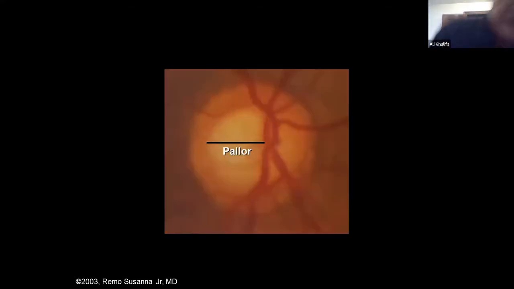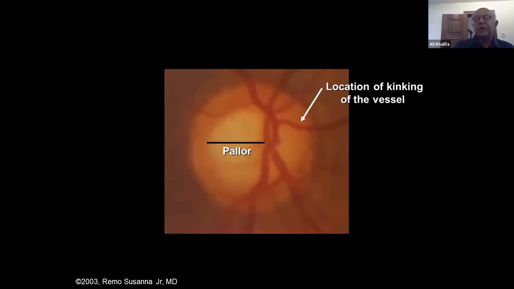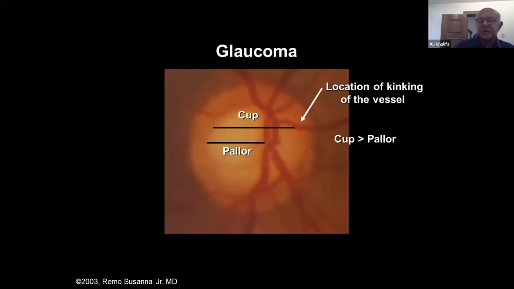If you look at this picture, take care of that one, we find that this is the pallor. But where is the first kinking of the blood vessel? If we look carefully, we find that's the location of the kinking of the blood vessel, and this is the cup. Therefore, in this one, the cup is bigger than the white pallor. Therefore, this is a glaucomatous case. This is an excellent example of a glaucoma case where the cup is greater than the pallor.